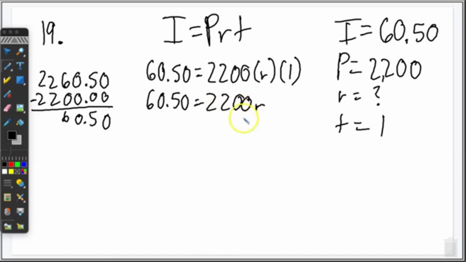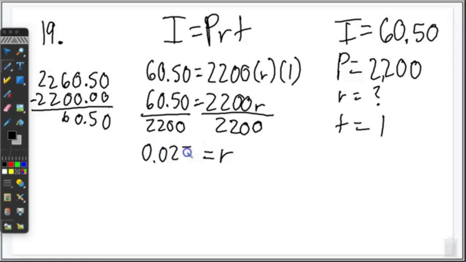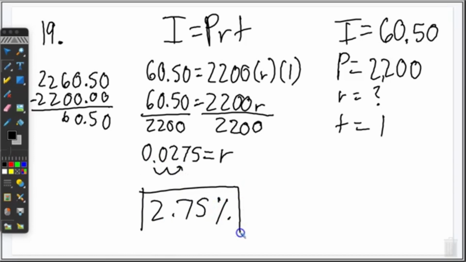Now to get rid of this 2,200, it's multiplying, so we divide 2,200R by 2,200, and we do it to both sides. We end up with R on this side equals $60.50 divided by 2,200, which equals 0.0275, or as a percent, we move it over to the right twice, 2.75%. That's your answer, and that's what I'm sticking to. All right?